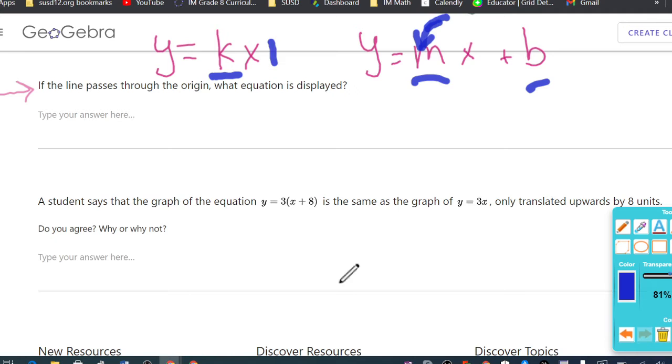Well, this also has a b. The plus b is actually just a plus 0. Plus 0 over here. It's starting from 0. So if the line passes through the origin, what equation is displayed? The origin is 0, 0. If it passes through 0, it's a plus 0. It means the translation up or down is 0.